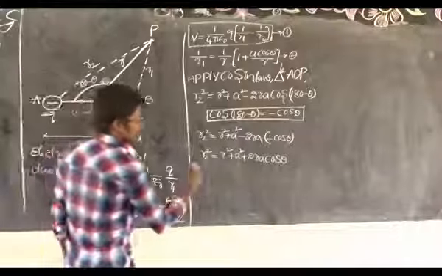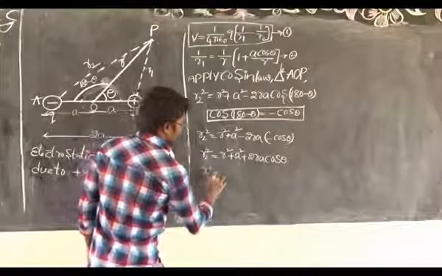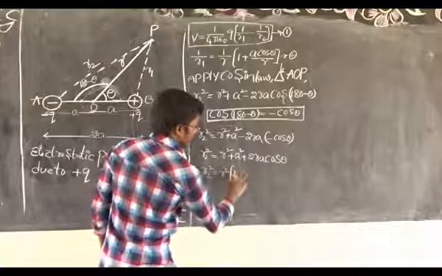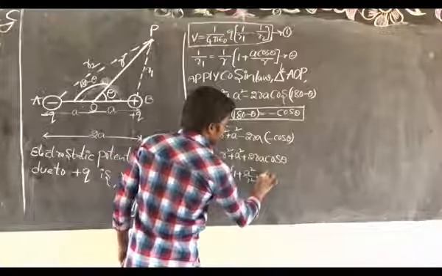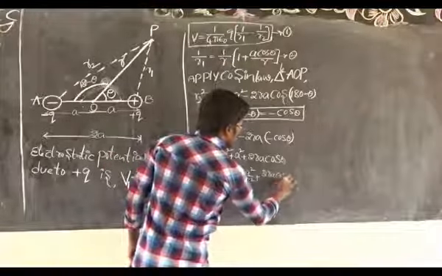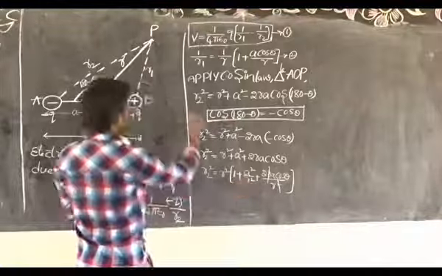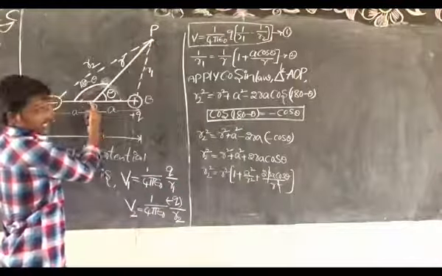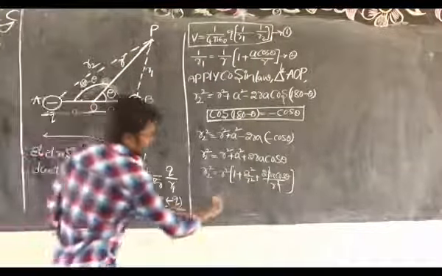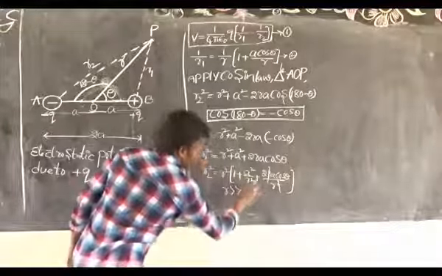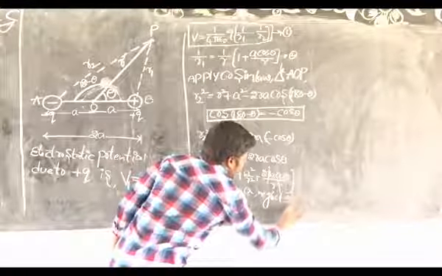Correct. Now take the common R square: R2 square is equal to R square into 1 plus A square by R square plus 2RA cos theta by R square, so R is cancelled. Here R is very much greater than this distance A. So we are neglecting this term, A square by R square.